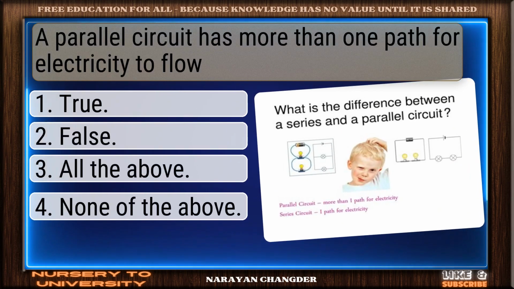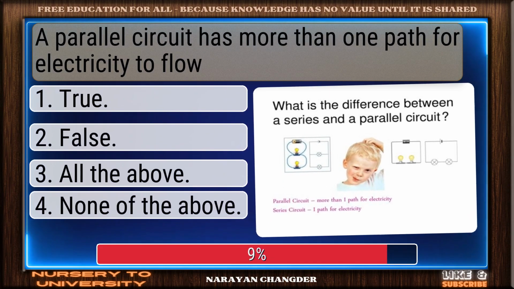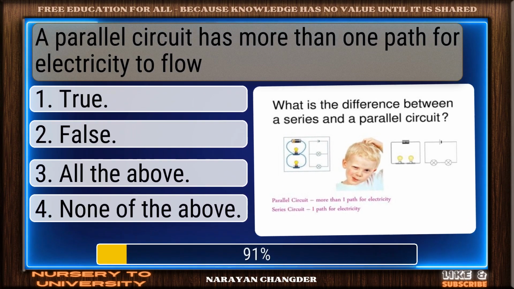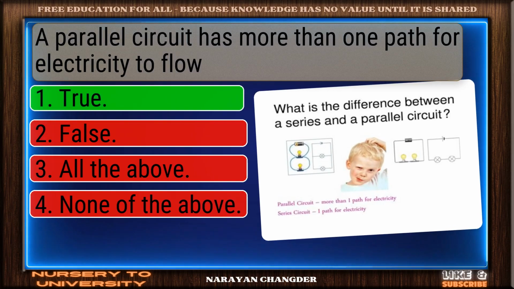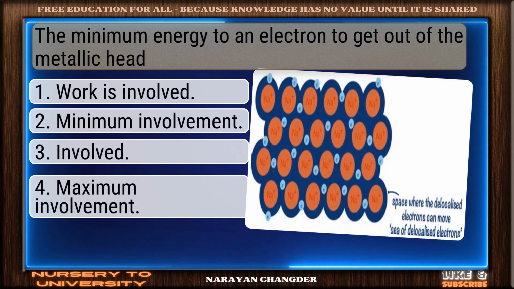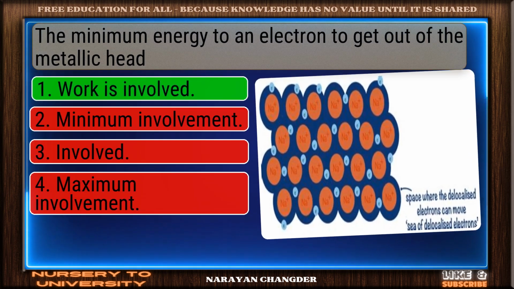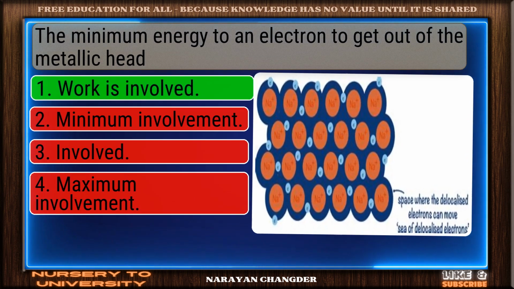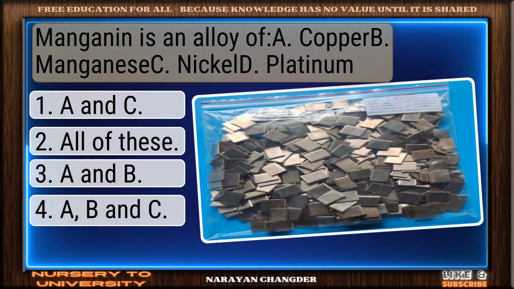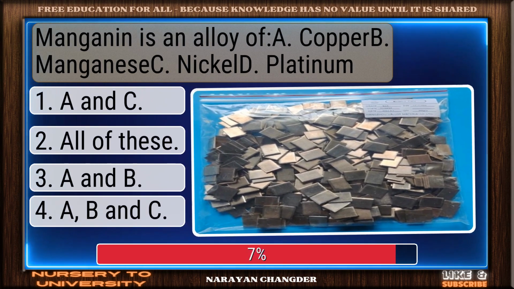A parallel circuit has more than one path for electricity to flow. You got it. True fits. The minimum energy to an electron to get out of the metallic surface. Well done. Work function is right. Manganin is an alloy of: A copper, manganese, nickel; D platinum.